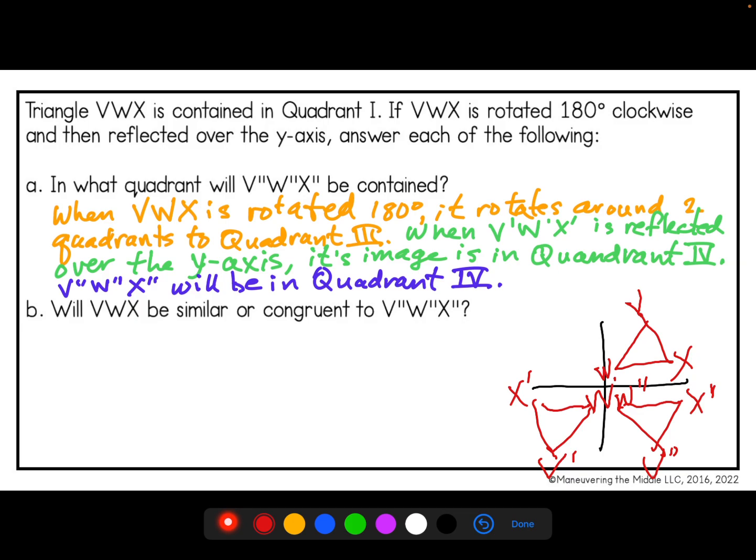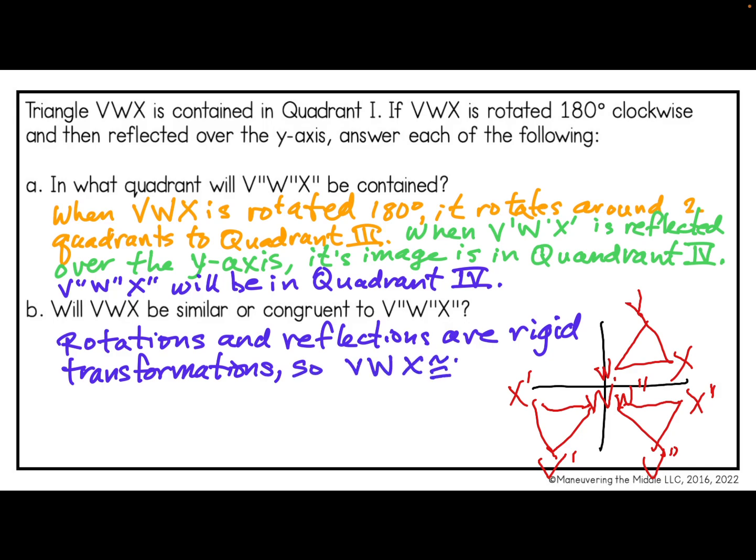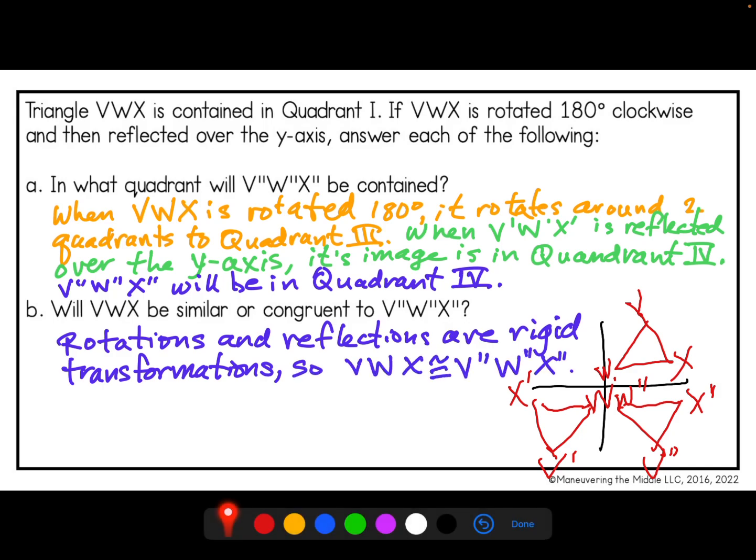Now, will the figures be similar or congruent? A rotation is a rigid transformation. A reflection is a rigid transformation. All rigid transformations produce congruent figures. So therefore, triangle VWX will be congruent to triangle V double prime, W double prime, X double prime. Well done.